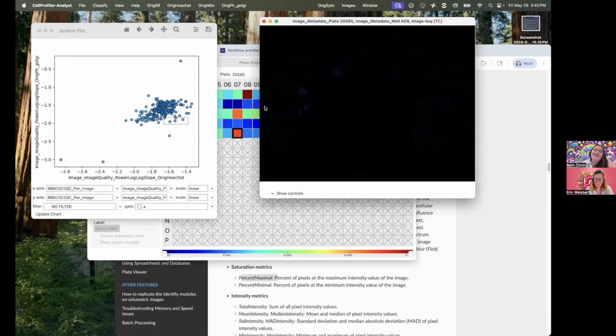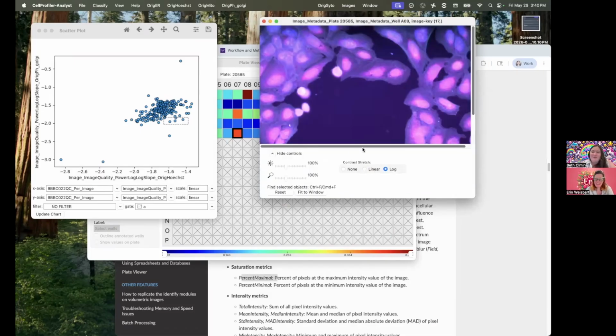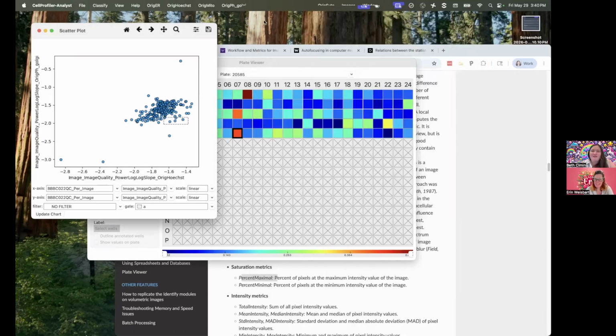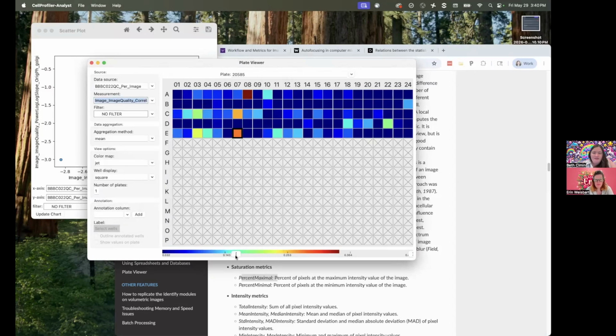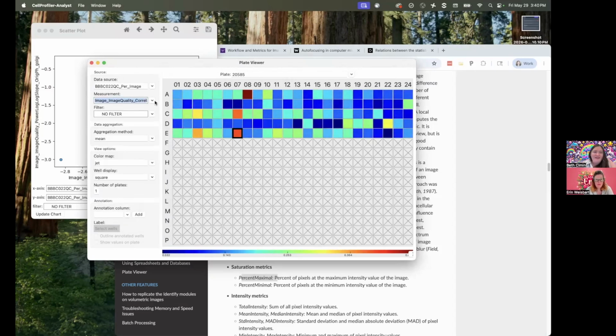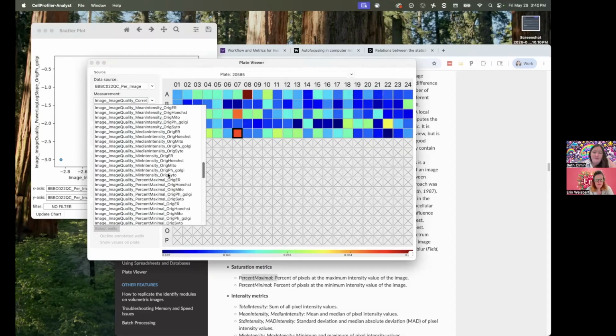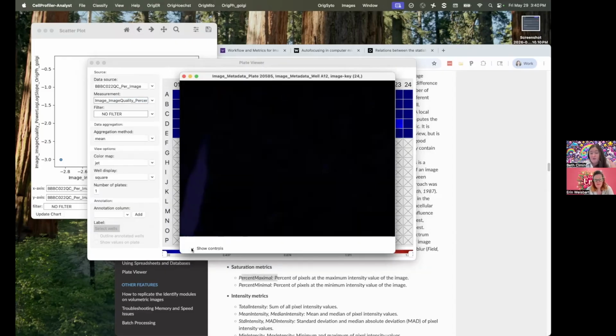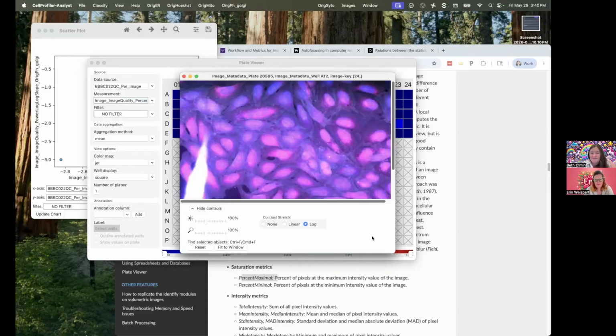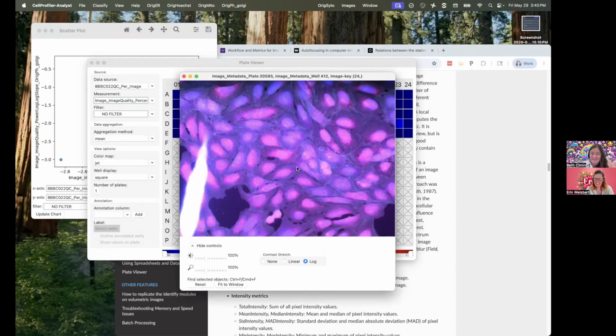That's not why we spend all of this time lovingly doing all these experiments only to throw them away. So I just want to do one more here. Which is to show the one that Erin mentioned, which is percent maximal. Because that we can definitely use to find things like debris. Yep, there we go. That's a big old piece of debris. That should not be there.